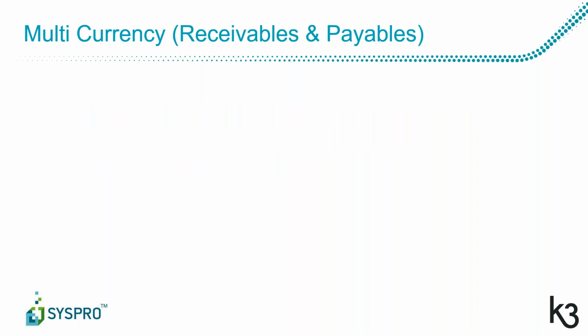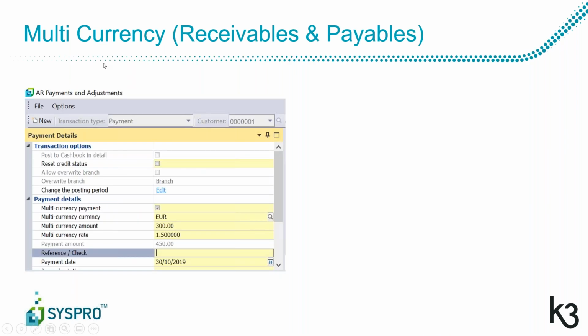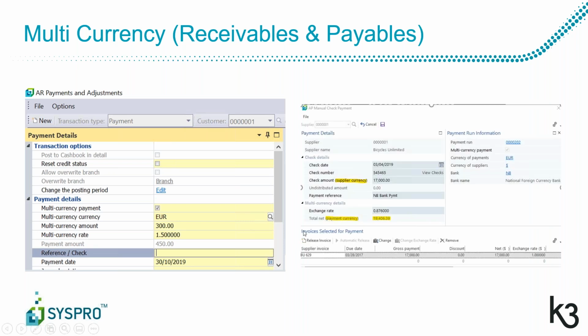So if we take a quick look at what that looks like, what you'll notice is if we go ahead and take a look at our AR payments and adjustments, we go ahead and add in details in and around the currency that we're going to go ahead and receive that payment from our customer in. And on the payment side, we also now have the ability to go ahead and pay using a different currency. So we no longer have to have two different customers if they've got different currencies, and we can have the same supplier and pay them in multiple currencies as well.